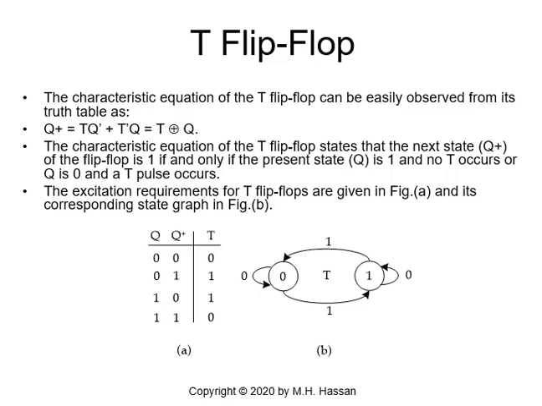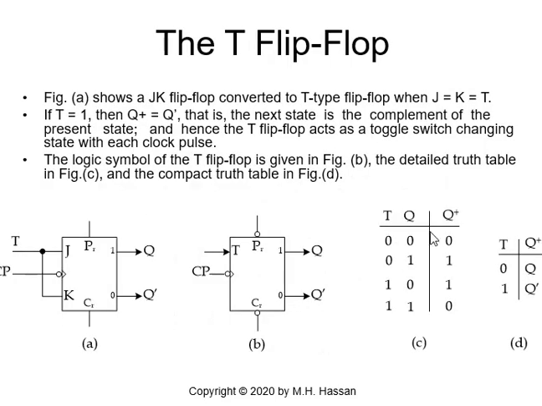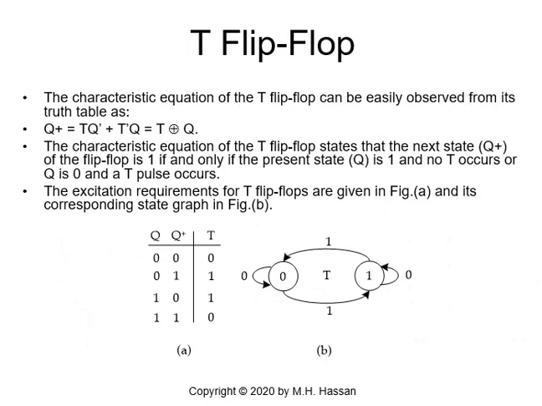Now also the transition from this table, from Q to Q plus: 0 to 0, we need T to be 0. 0 to 1, we need T to be 1. 1 to 0, we need T to be 1. And 1 to 1, we need T to be 0. So this is what we will get: the excitation requirements table.